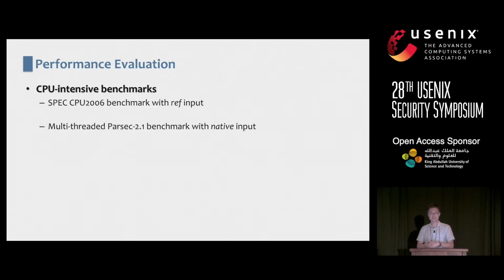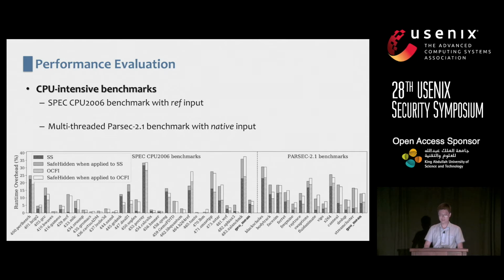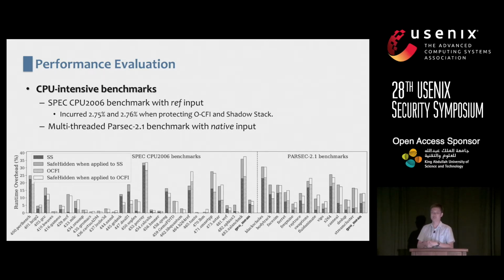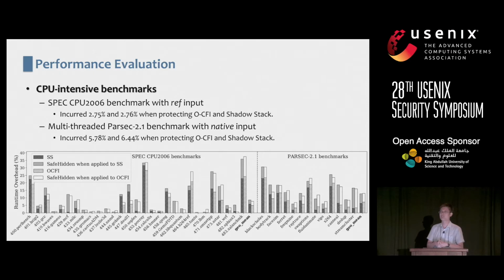For CPU-intensive benchmarks, for SPEC, SafeHidden incurred less than 3% performance overhead when protecting OSFI and shadow stack, and incurred around 6% performance overhead when protecting OSFI and shadow stack. The reason why SafeHidden incurred higher performance overhead in multi-threaded benchmarks is that SafeHidden needs to maintain the EPTs to isolate the thread local safe areas.